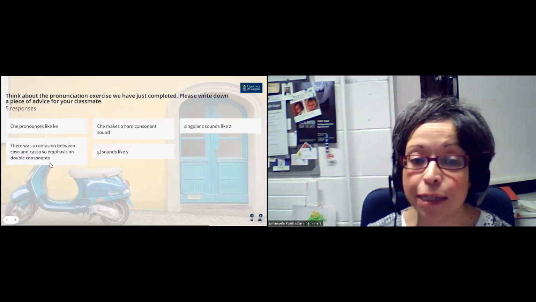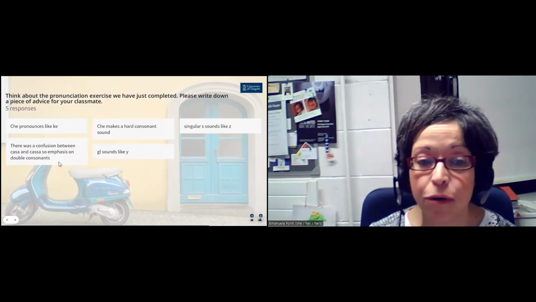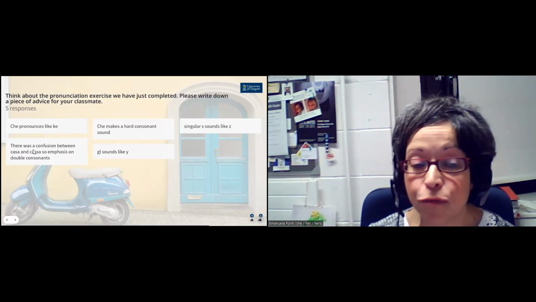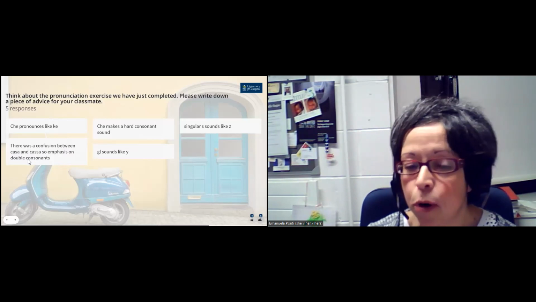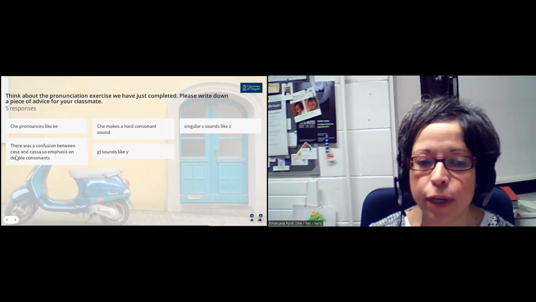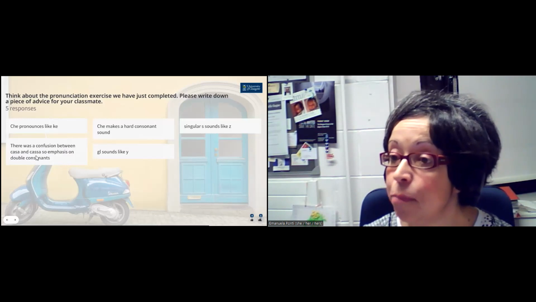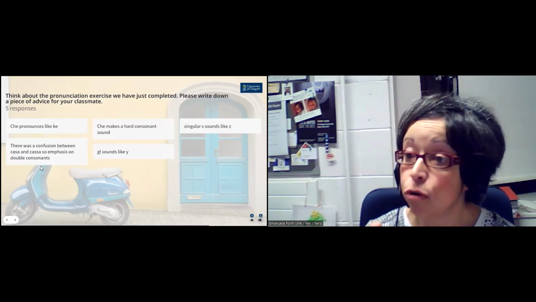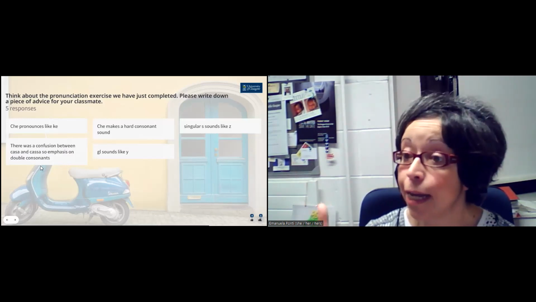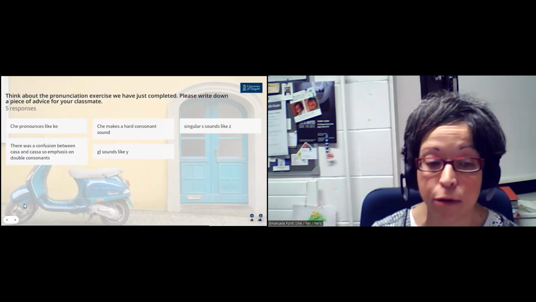they were asked to give their peers some advice on pronunciation. Okay, and as you can see, for instance, we have good points. There was a confusion between casa and cassa, so an interesting point about the use of single consonants and double consonants in Italian and how differently they would be pronounced.